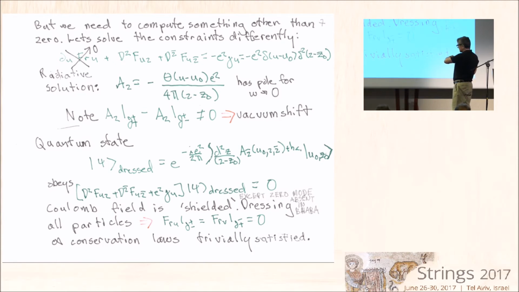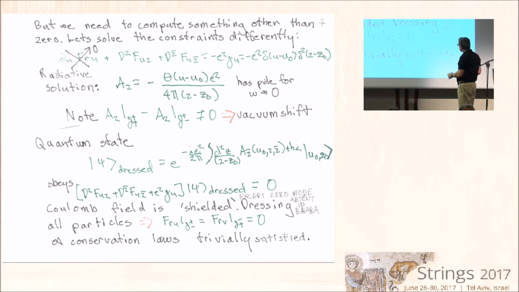Here I just solved a classical problem, but we can promote this to a quantum state by just dressing it like this. This is now a field operator. And we find that if we act on this with the constraint equations, everything now being an operator, this is annihilated by the constraint equations. So this would be a dressed state of a positron or an electron, depending on the sign here, in which there is no Coulomb field. We've instead shielded it with radiative modes.